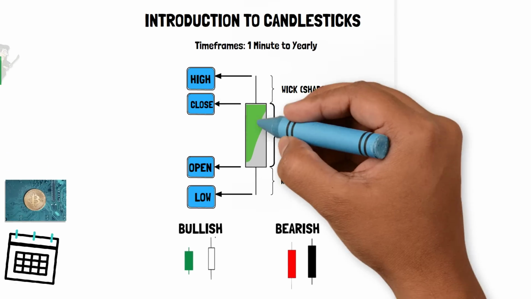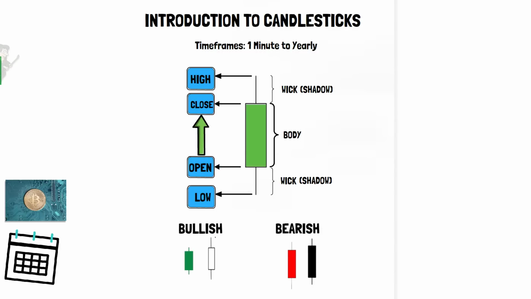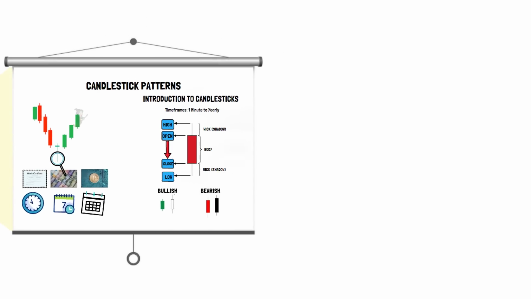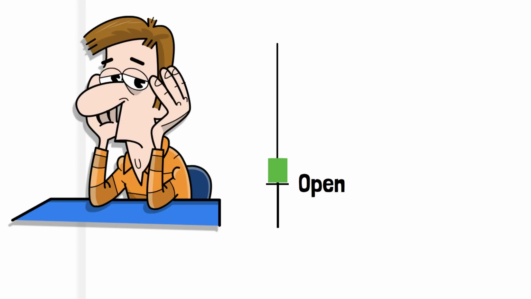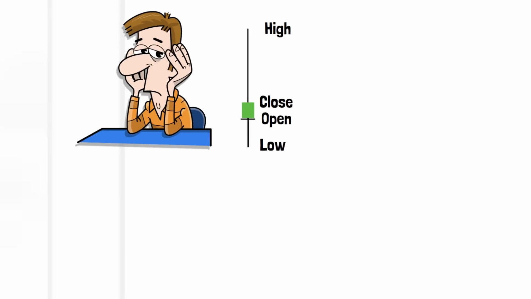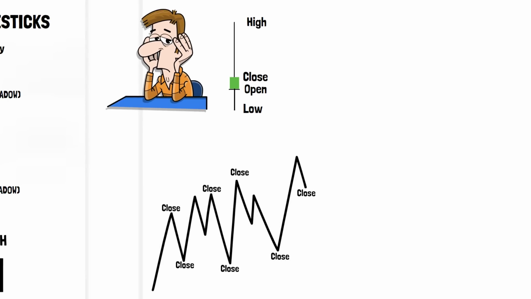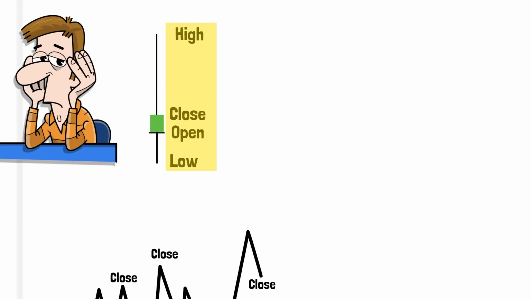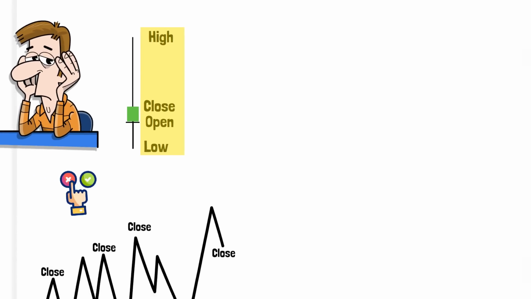In a bullish candlestick, the close is higher than the open. On the other hand, in a bearish candlestick, the close is lower than the open. Candlestick charts display the market sentiment in a very visual way, helping traders quickly assess trends and potential reversals. Unlike line charts, candlestick charts present much more information to traders to help them make better trading decisions.